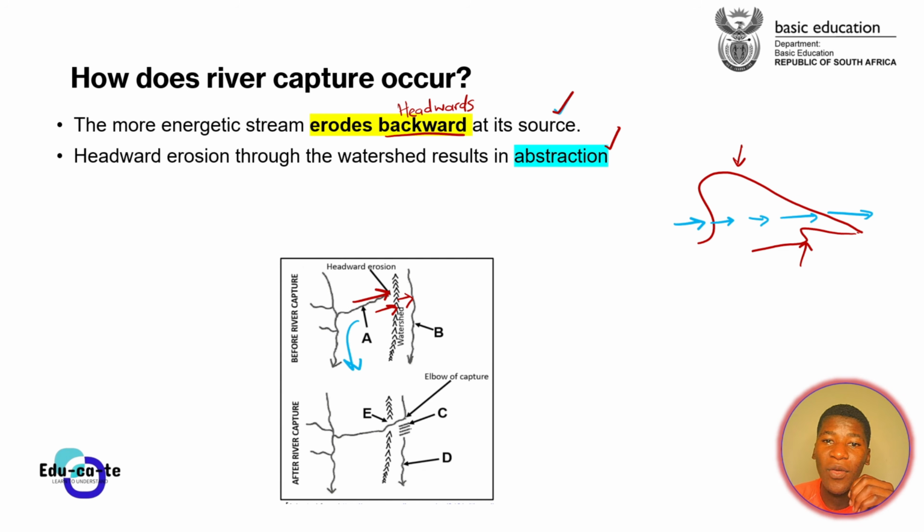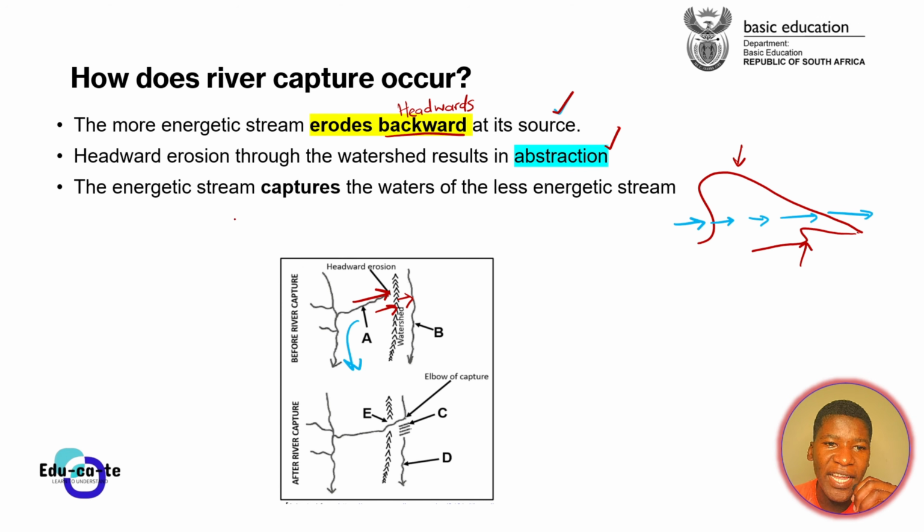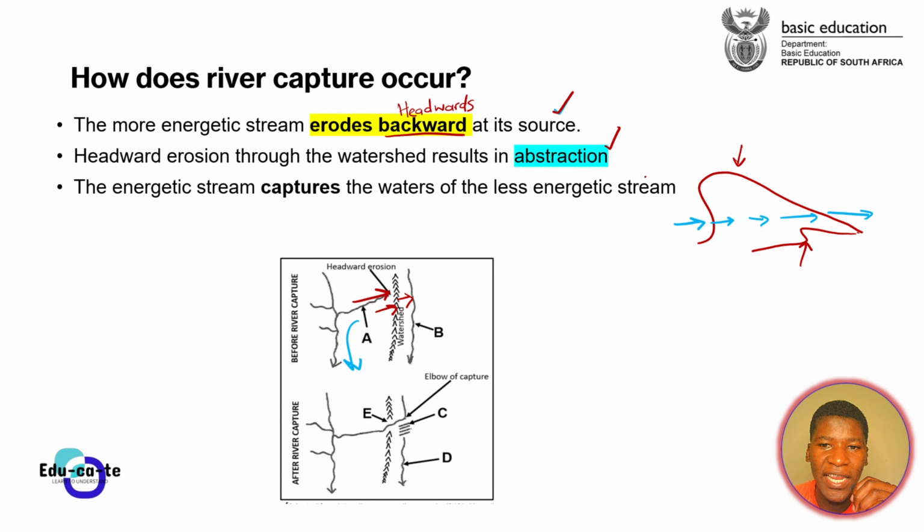It's because the watershed has gone through obstruction, headward erosion by the Keptor stream, or by the more energetic stream. It has caused the watershed to shift its position, and it has caused the watershed to be lowered such that the river eroded through the watershed. So now the energetic stream will capture the waters of the less energetic stream.